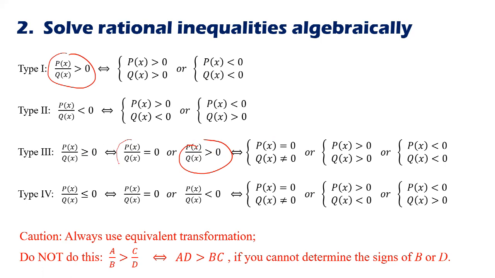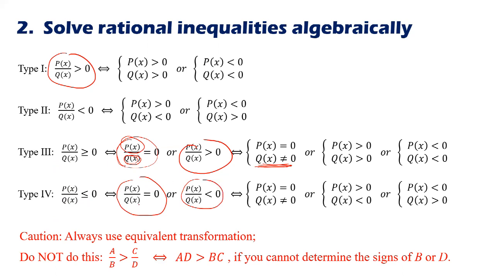Okay, in order to solve the equation here, note that the qx cannot be 0. Do not forget this, right? Qx cannot be 0 and px must be 0. Okay, the fourth type is similar to the third type, in which you have px over qx less than or equal to 0. So this is equivalent to an equation and an inequality.